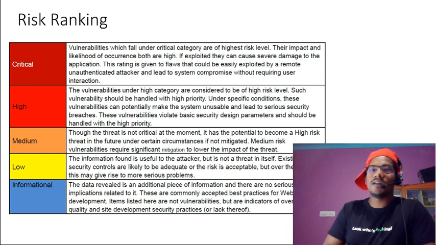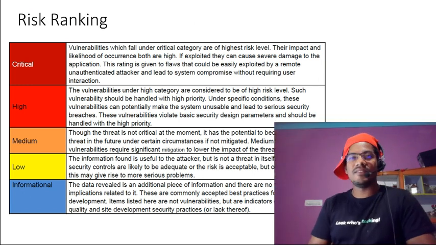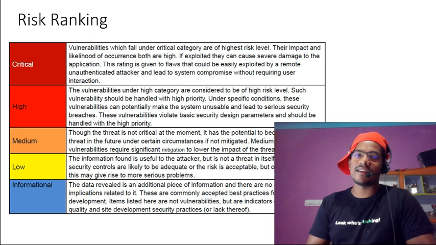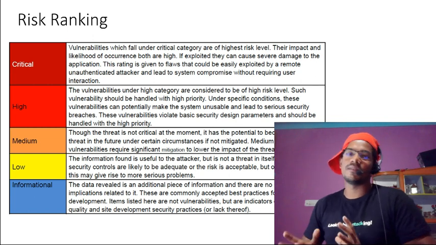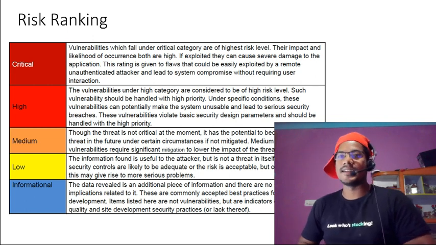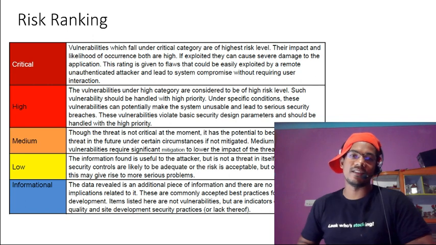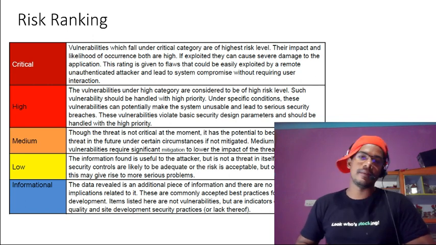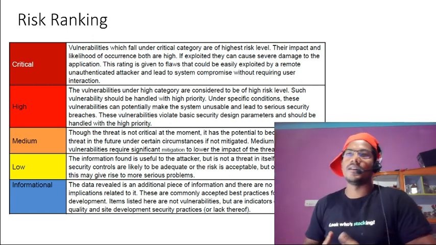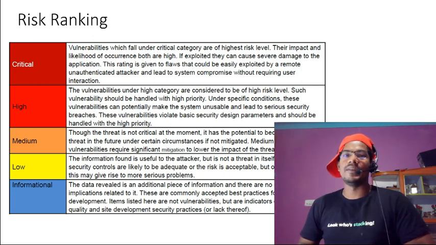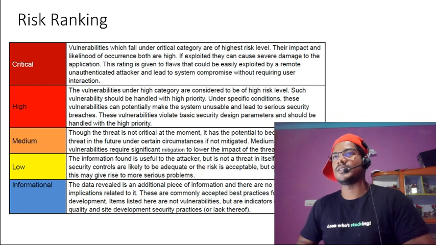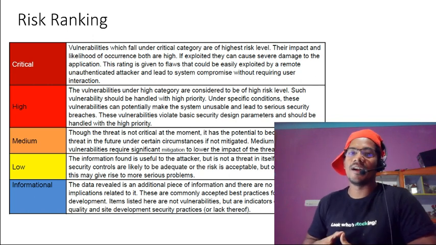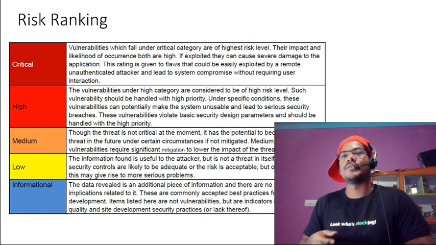Now, if you talk about the risk ranking, there are basically four, or I would say five categories: critical, high, medium, low, and informational. Critical ones are, most of the time, unauthenticated and can severely damage the application. When I say severely damage, it hits the target system and causes severe damage like a database leak or even remote code execution. So they need more attention than any other vulnerability like your low or informational.